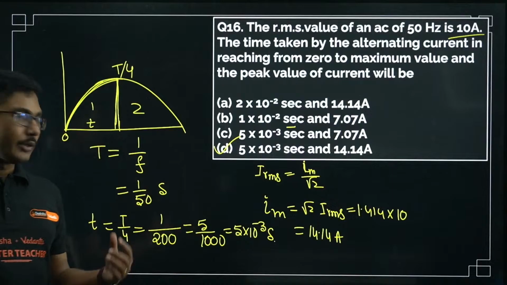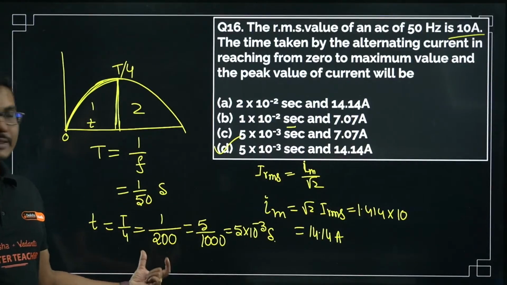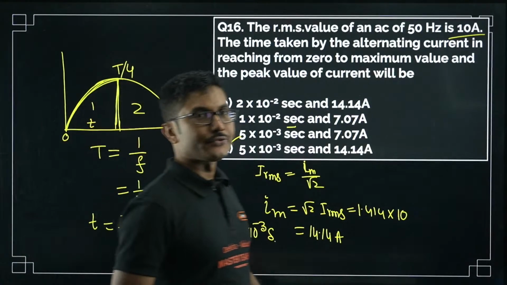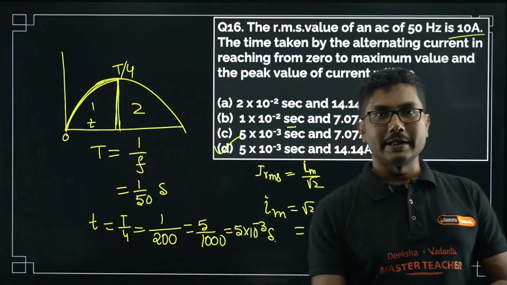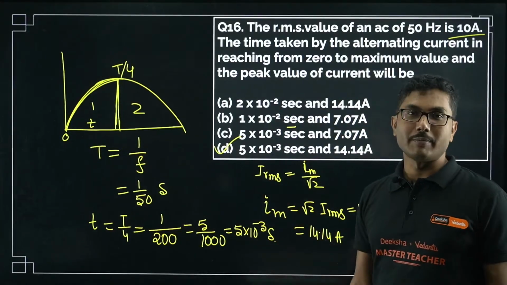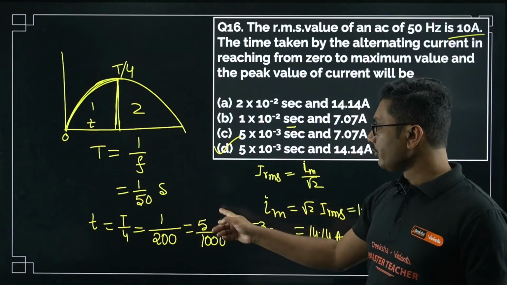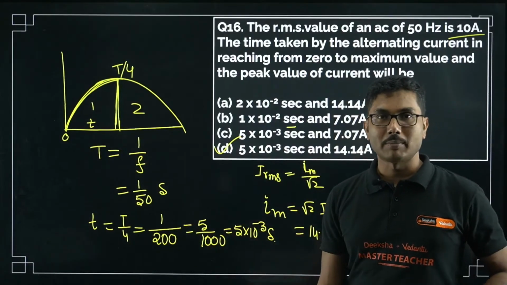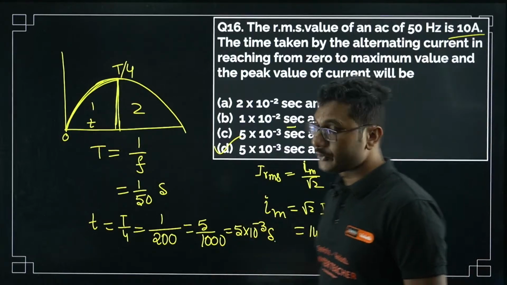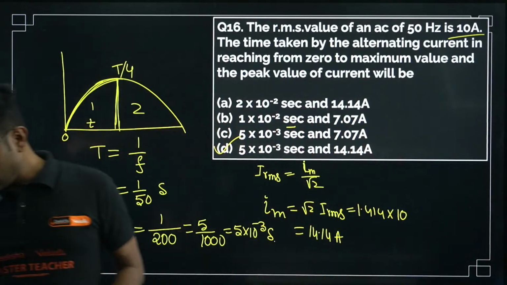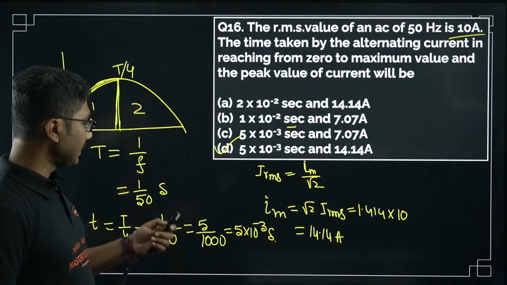Okay, so always try to make the denominator a multiple of 1000, 10,000, 100, like that. That will give you a 10 to the power of minus value in the top. So in this case of 200, if you multiply 5 in both top and bottom, you will get 5 into 10 to the power of -3. Okay, so 16D is the correct answer.